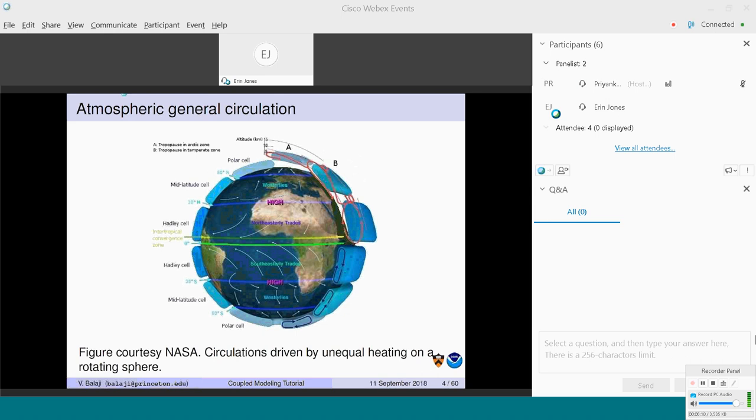And there's unequal heating because of the sun, mostly tilted, but even ignoring the tilt, most of the heating is concentrated in the tropics, and most of the heat is being lost from the poles. So somehow energy has to move from the equator towards the pole in order to conserve energy. Can you try to solve that on a spinning sphere with Coriolis force as well as the circulation mechanism? So this is what the atmospheric general circulation looks like. It's just basically a spinning sphere driven by unequal heating. And this is just a figure I picked up from one of NASA's websites.